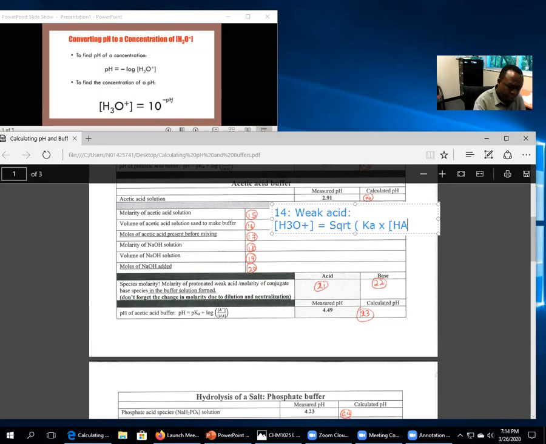Now, let me ask you this. Please look at the procedure again for part 3. What is the concentration of the acetic acid used in preparing the buffer solution? Look again at part 2. What is the concentration of the acetic acid used to prepare the solution?